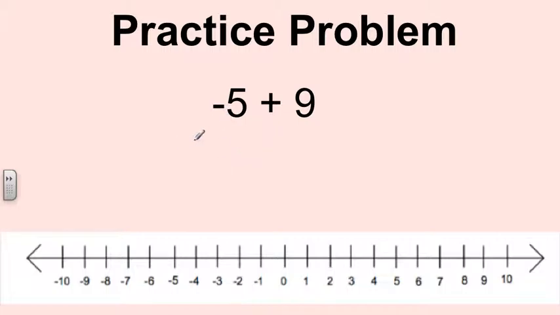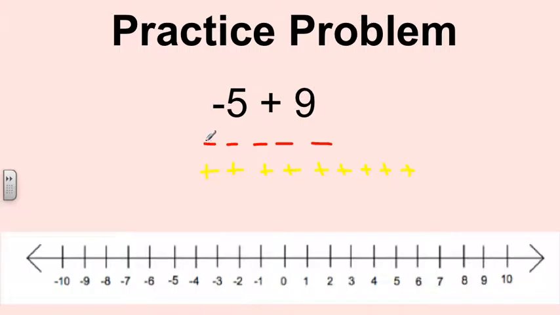Paused it, I hope. All right, and now you came back. We had 5 negatives: 1, 2, 3, 4, 5. We have 9 positives: 1, 2, 3, 4, 5, 6, 7, 8, 9. I'm going to count to make sure. 1, 2, 3, 4, 5, 6, 7, 8, 9.